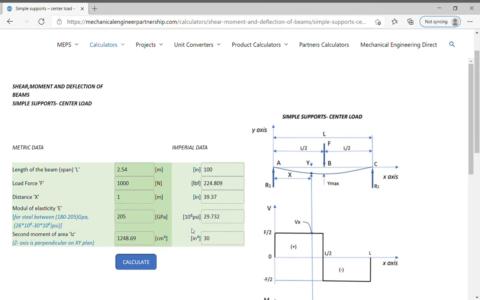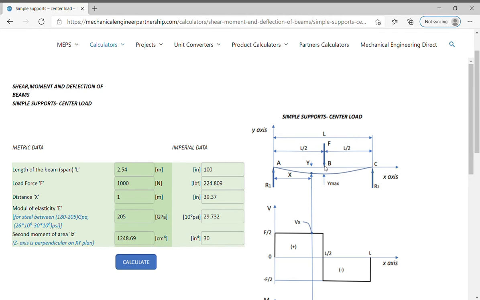In this calculation we have the XY plane as in the figure, and the Z-axis perpendicular to the XY plane. Modulus of elasticity E in gigapascal or psi, and the second moment of area, in this case, in centimeter to the fourth power or inch to the fourth power. The figure shows a beam simply supported by reactions R1 and R2 and loaded by one force F located at L divided by 2 distance from support A of the beam, at point B.